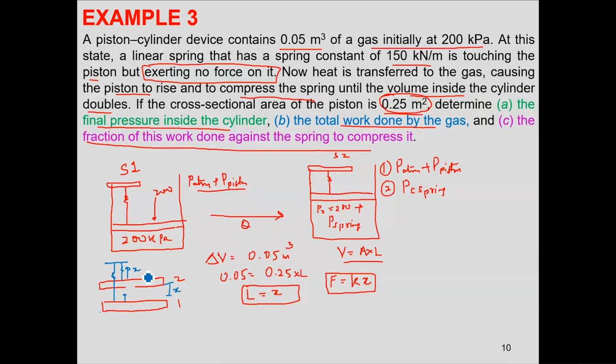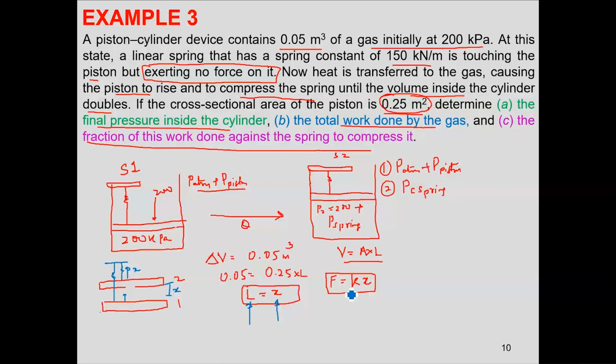So if I can find out the length x which the piston has moved, it would be the same as the movement of the spring. All right. So the length of movement of the piston is essentially equal to the distance moved by the spring, which is x.